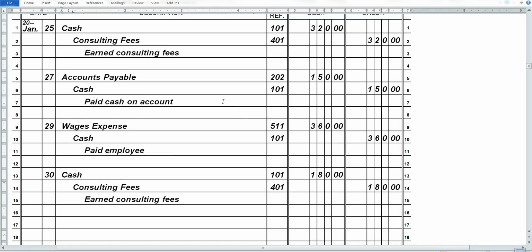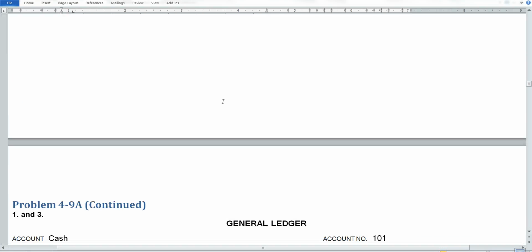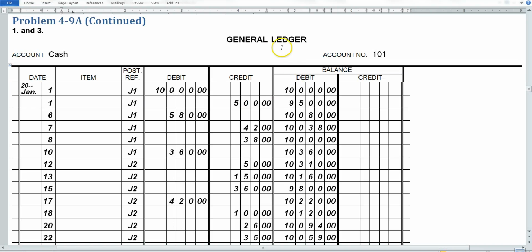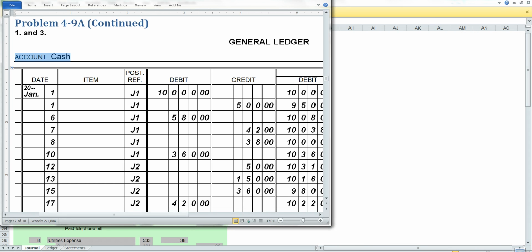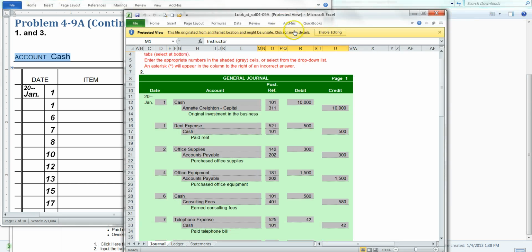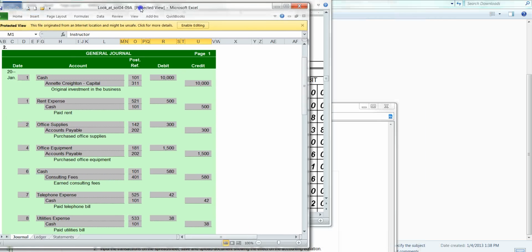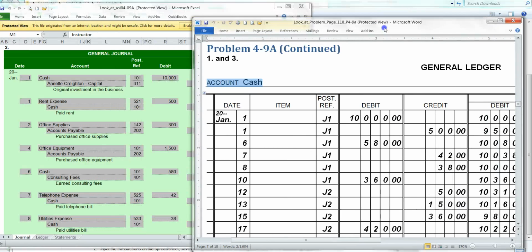Now that we completed the general journal, we need to do our general ledger. All the titles are very similar. That's why it's very important to make sure you always have an account title. Now you'll notice that we have an account number and an account name. You must always include those. So now I'd like you to make sure that you have both the general journal open and your general ledger.